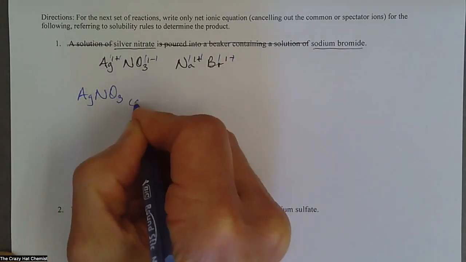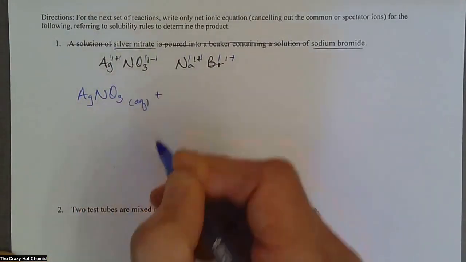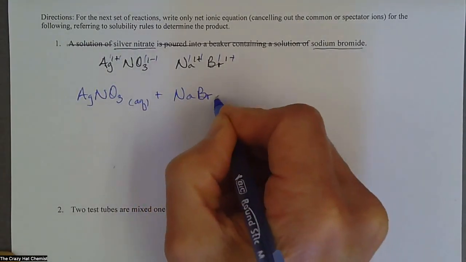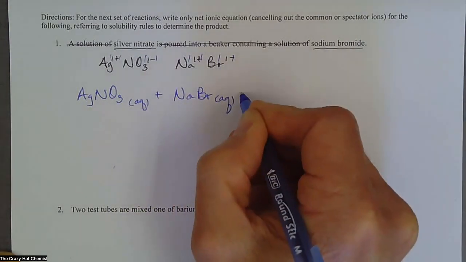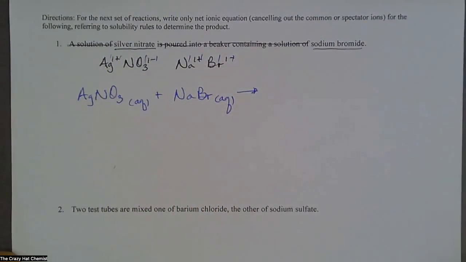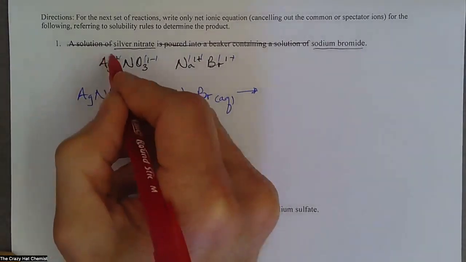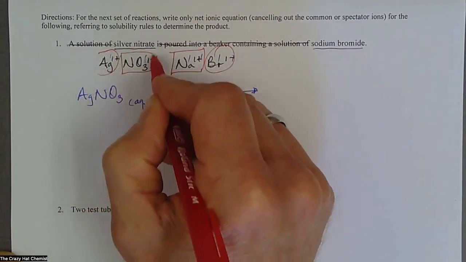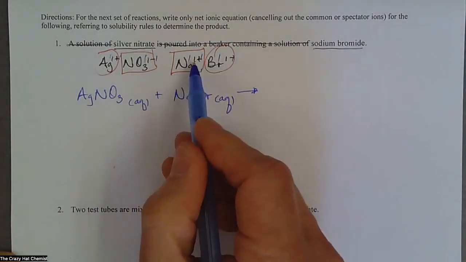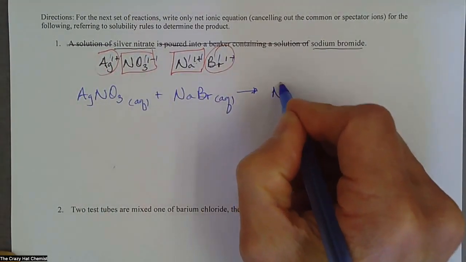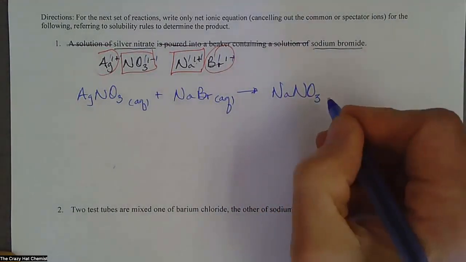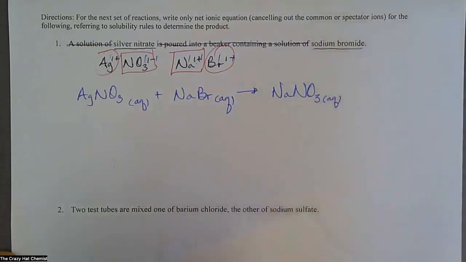AgNO3. All nitrates are soluble. I'm referring to my solubility rules. And then NaBr, anything with sodium in it, is soluble and aqueous. Since it's a double displacement, double replacement reaction, the silver is going to combine with the bromide and the sodium with the nitrate, just like that. So sodium nitrate, and that's NaNO3. All sodiums and all nitrates are aqueous. So there we go, just like that.